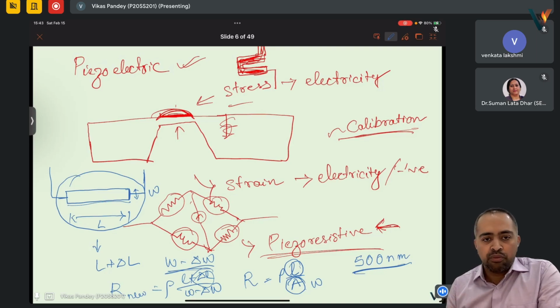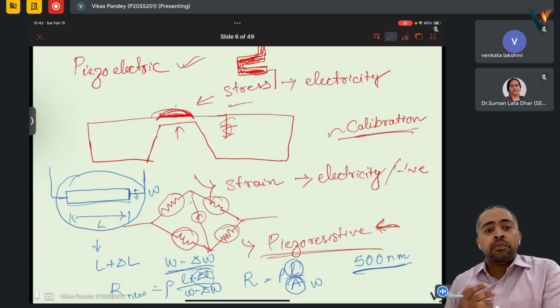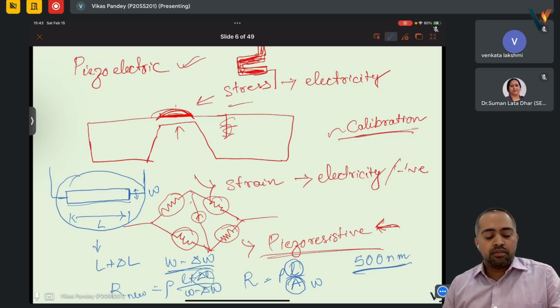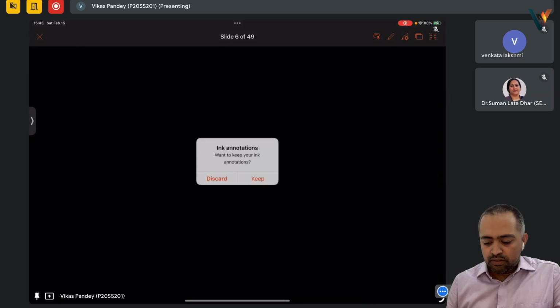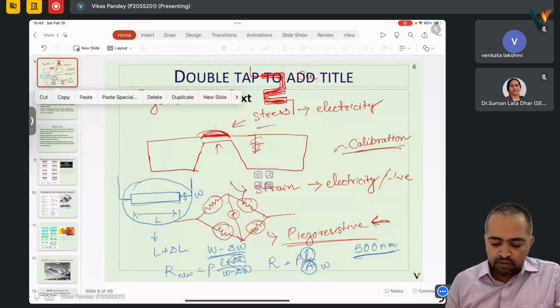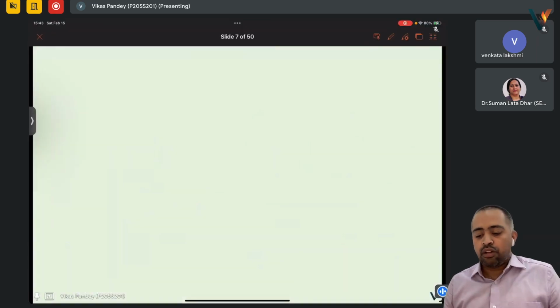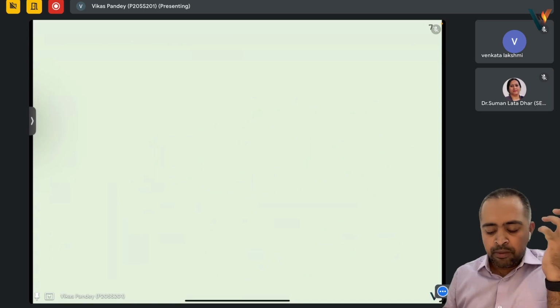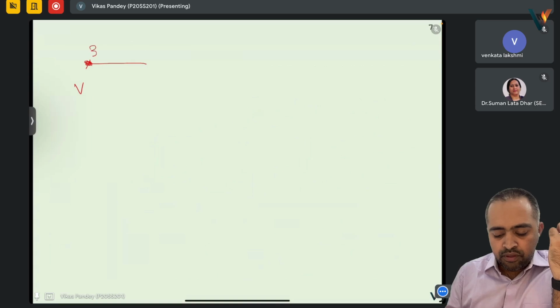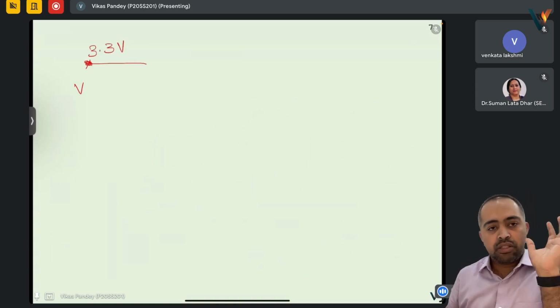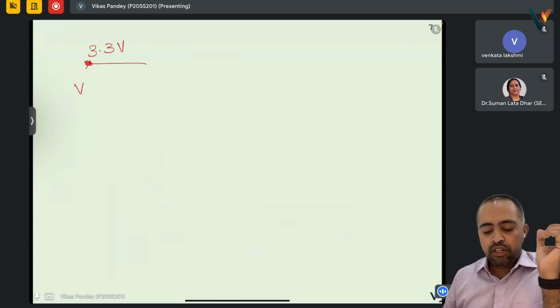These Arduino modules and ESP32 modules are there. Using them, a resistance change is very easy to model. If you remember a voltage divider circuit, let's start with a commercially available Arduino module or ESP32 that gives 3.3 volt.